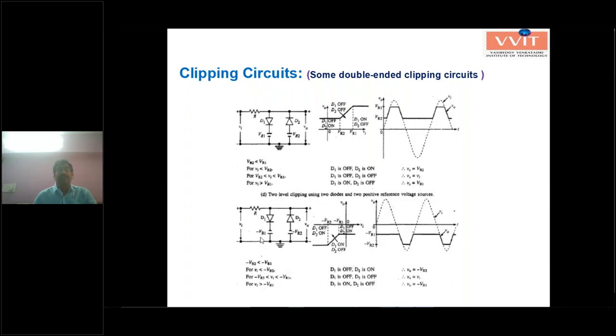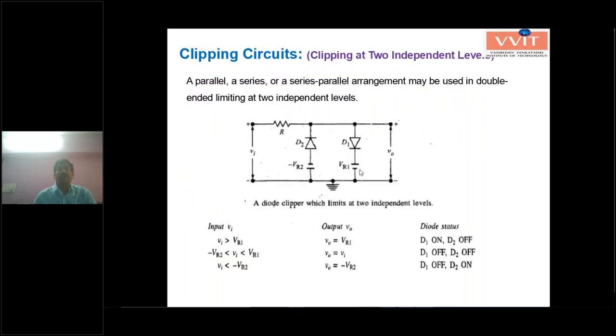Similarly, another one, there will be two negative reference voltages. We are applying a sinusoidal input waveform. Then what is the transfer characteristic curve and what is the output waveform? Generally the important one is where one reference voltage is positive and the other is a negative reference. So this is the right one for the external examination.